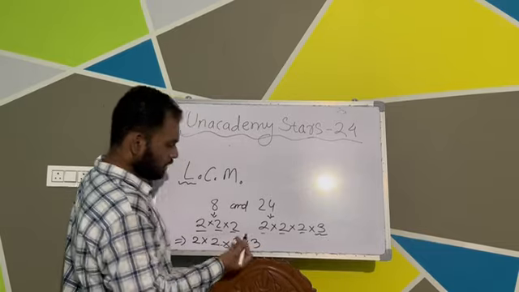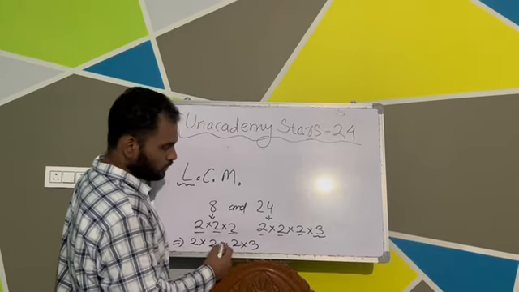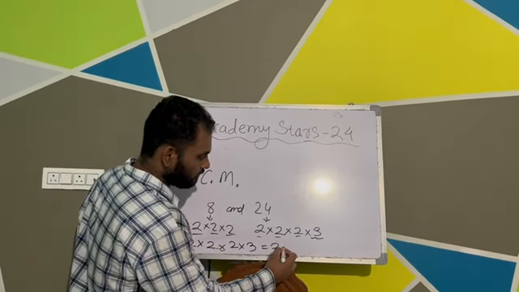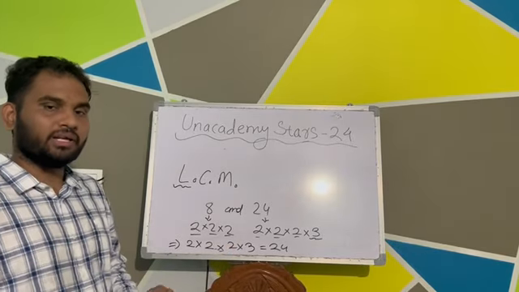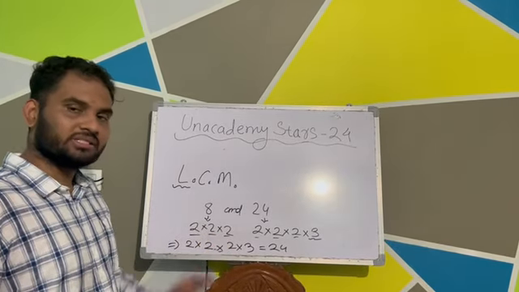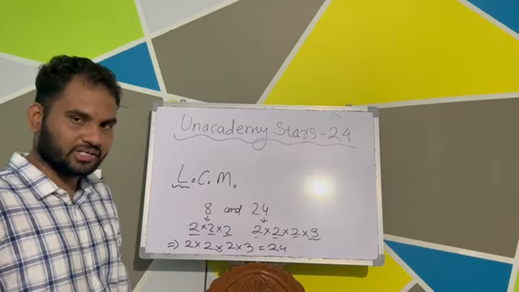This 3. Now what do we have here? 2 2s are 4, 4 2s are 8, 8 3s are 24. So this is your prime factorization method. But what if I tell you, you can calculate this answer directly without doing prime factorization?